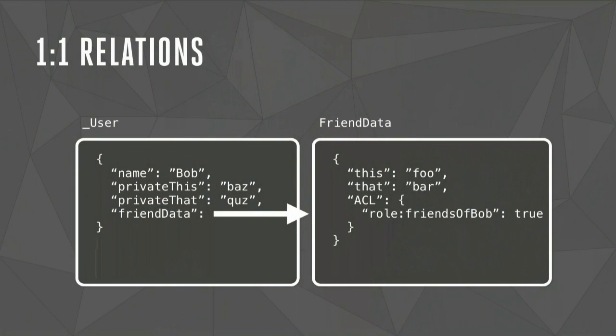The first thing to know is that rather than setting different access controls for different fields in an object, you can use one-to-one relations to break apart your data based on how it should be shared. In this example, I've got two objects. I've got the user object, which can be secured so that only that user can see it. Only they can read the private this or private that fields. And then it has a pointer to friend data.